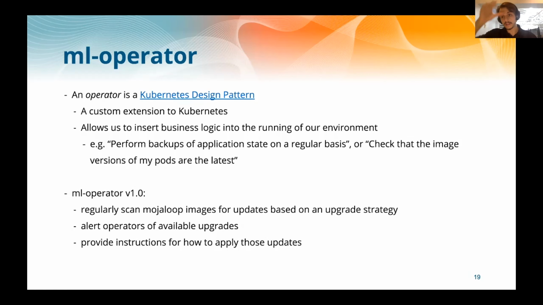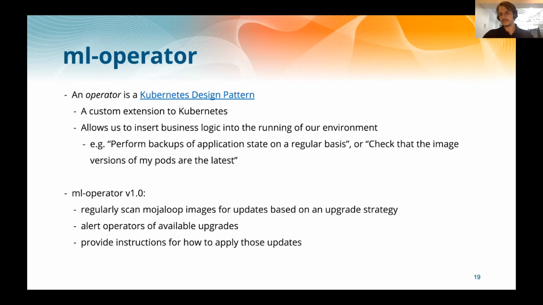So that said, we set ourselves a reasonably modest goal for the Moduloop operator version 1.0. It has three purposes. One is it's going to scan the images on the running Kubernetes cluster regularly for updates based on a proposed upgrade strategy. The upgrade strategy could be something like a bug fix. It could be something like a minor version. Say if you're running a development version of Moduloop and you're happy to go up to the latest minor version, then maybe you want to do that.